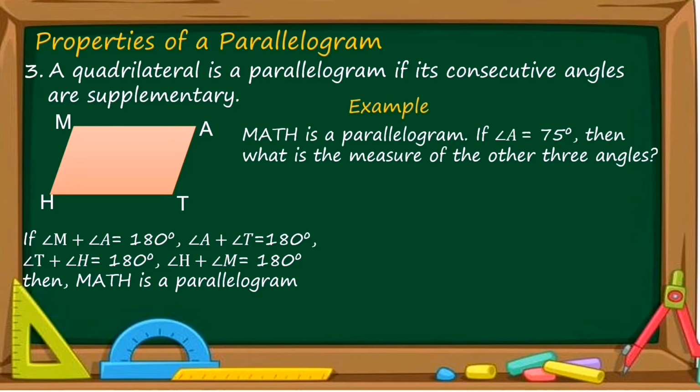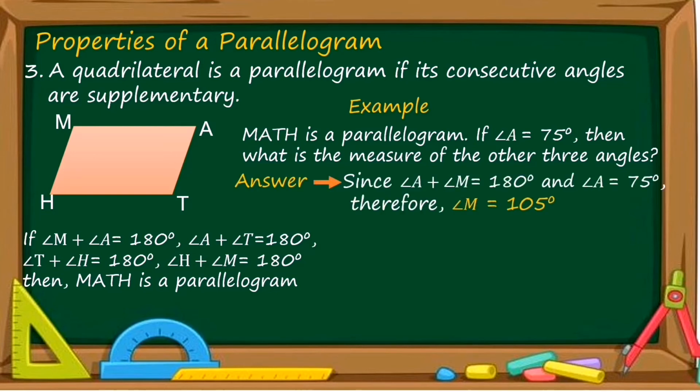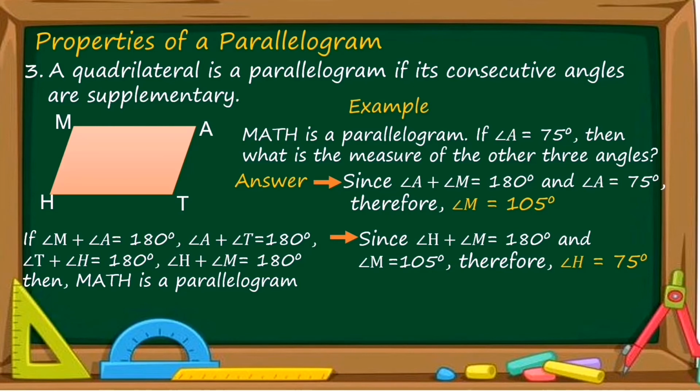MATH is a parallelogram if angle A is equal to 75 degrees. Then what is the measurement of the other three angles? Applying this property, the answer is, since angle A plus angle M is equal to 180 degrees and angle A is 75 degrees, therefore angle M is equal to 105 degrees. Then next, to get the other two angles, since angle H plus angle M is equal to 180 degrees and angle M is equal to 105 degrees, therefore angle H is equal to 75 degrees.